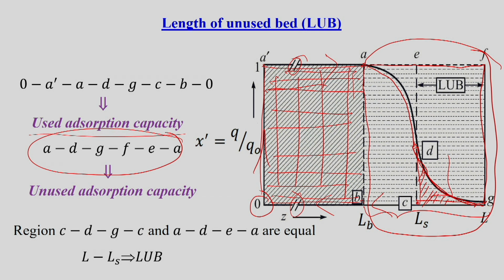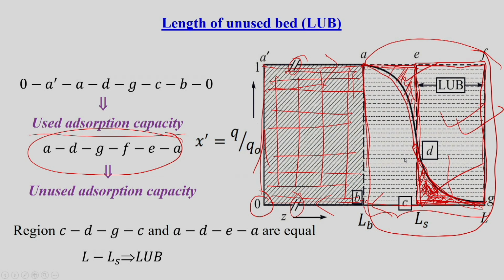And you see this, if we cut this part and put it here, then these two portions are the same, this portion and this portion are same. If we cut it here and put it here, now it will be one rectangular part. So the entire part starting from C, G, F and E, we can say is the length of unused bed. Because whatever the used portion is there, if we put it here, then it will become unused like this.